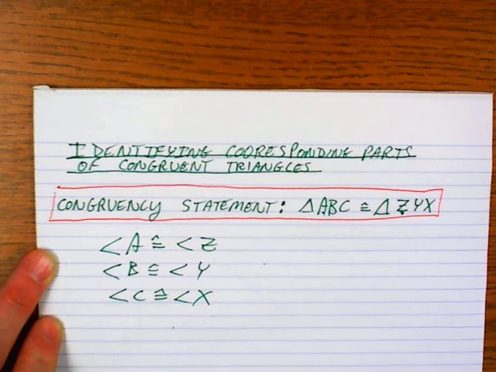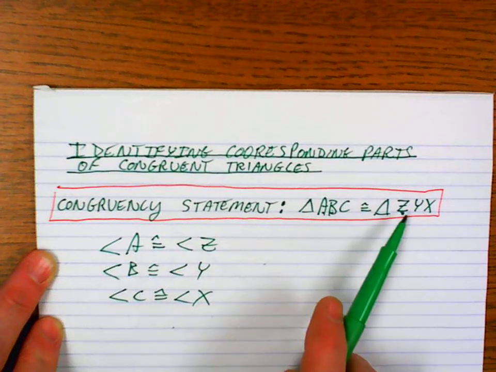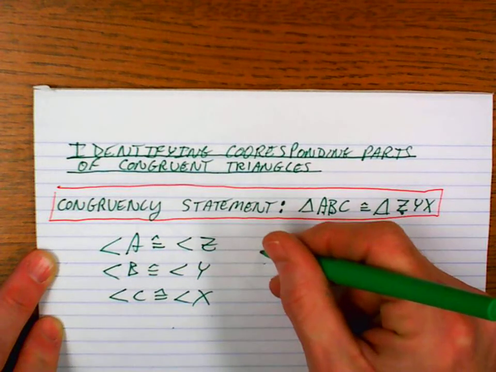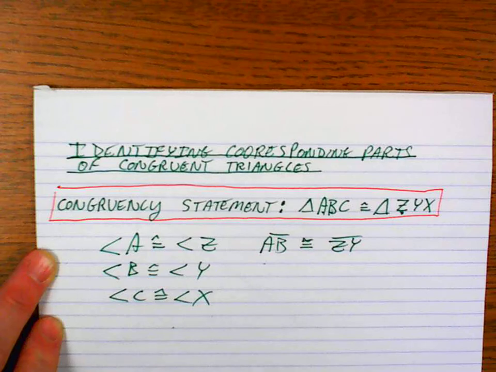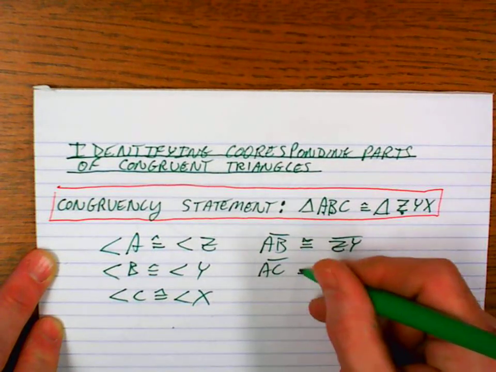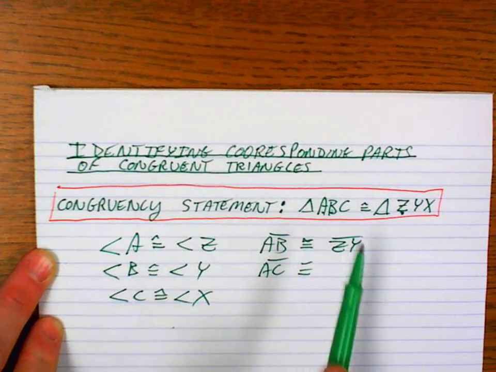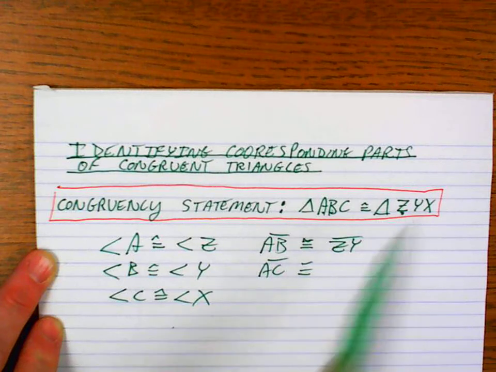Now, of course, congruency also holds for the segments, the three segments that make a triangle. So if I want to find a segment that is congruent to AB, it still comes from the order of the letters. AB would be congruent to segment ZY. So AB is congruent to ZY. We have two other segments as well, of course. Segment AC will be congruent to, and now since A is the first letter, C is the last letter, that will be congruent to segment ZX.